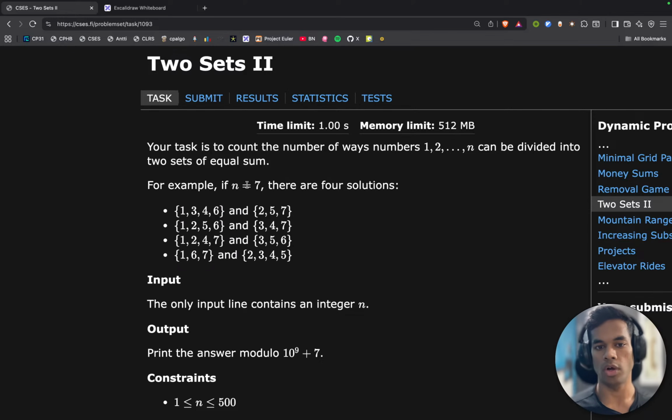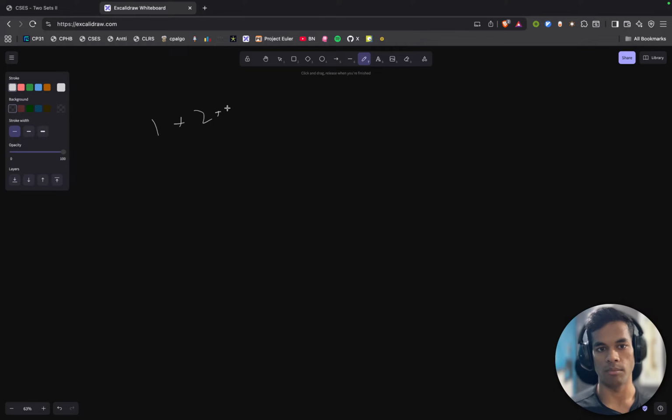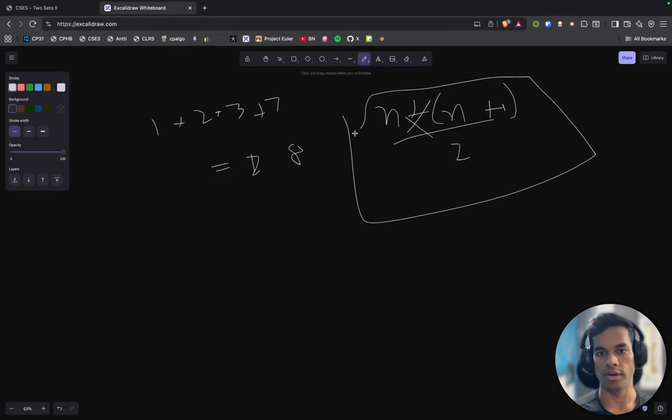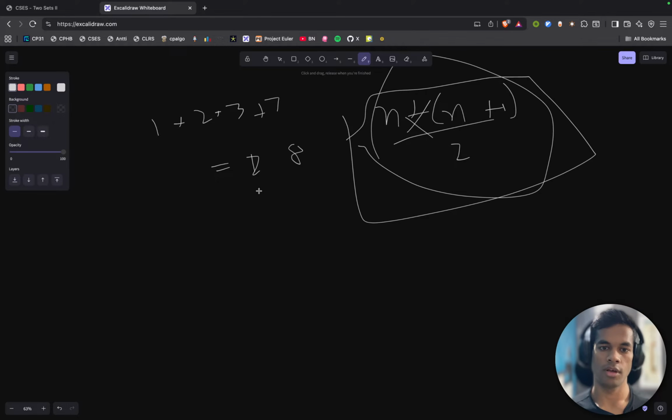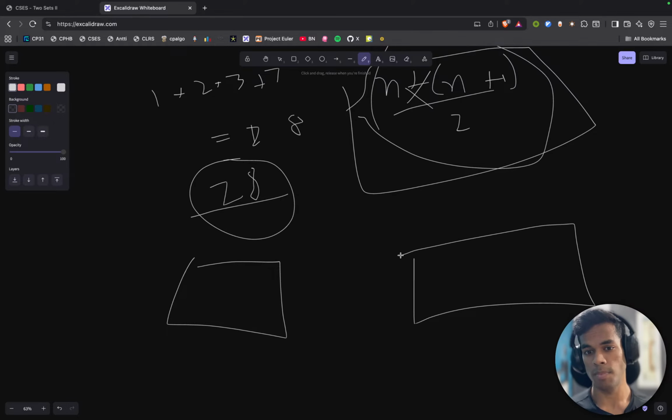And since we have to use all the numbers, here we know when n equals 7, if we sum all the numbers from 1 till 7, what we will get is 28. Why? Because n into n plus 1 divided by 2, that is the triangular number, the sum of the first n numbers. So the sum is going to be 28, and our goal is to divide this sum into two different sets. If our total sum is 28 and we want to divide this into two different sets, so 14 and 14, that is what we will get.